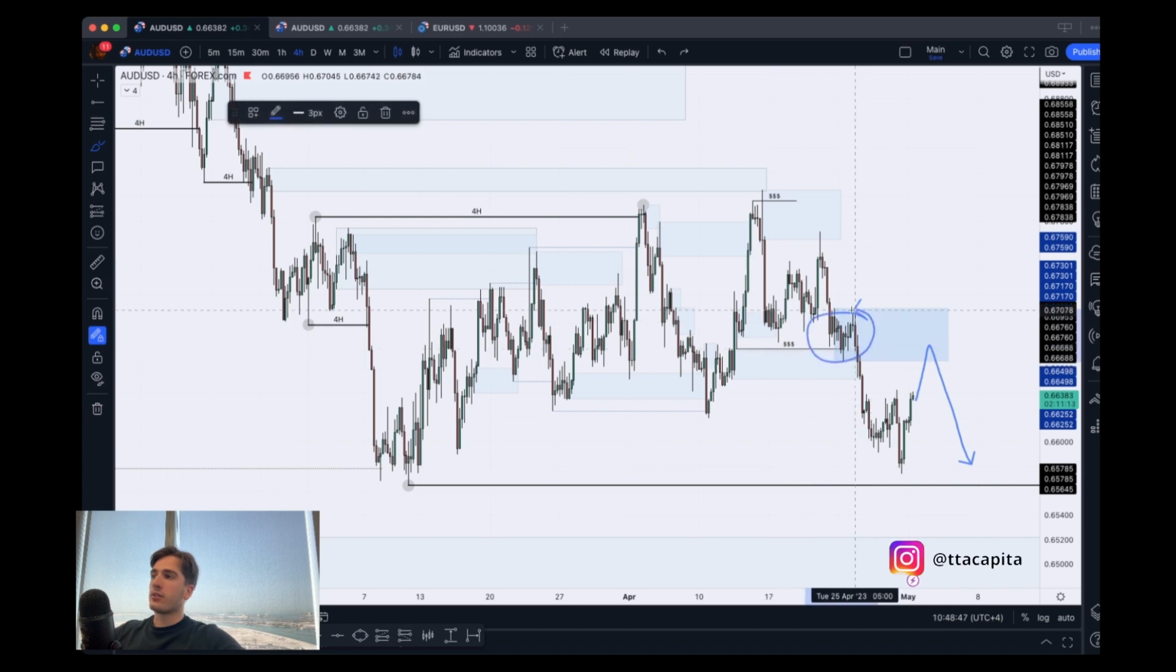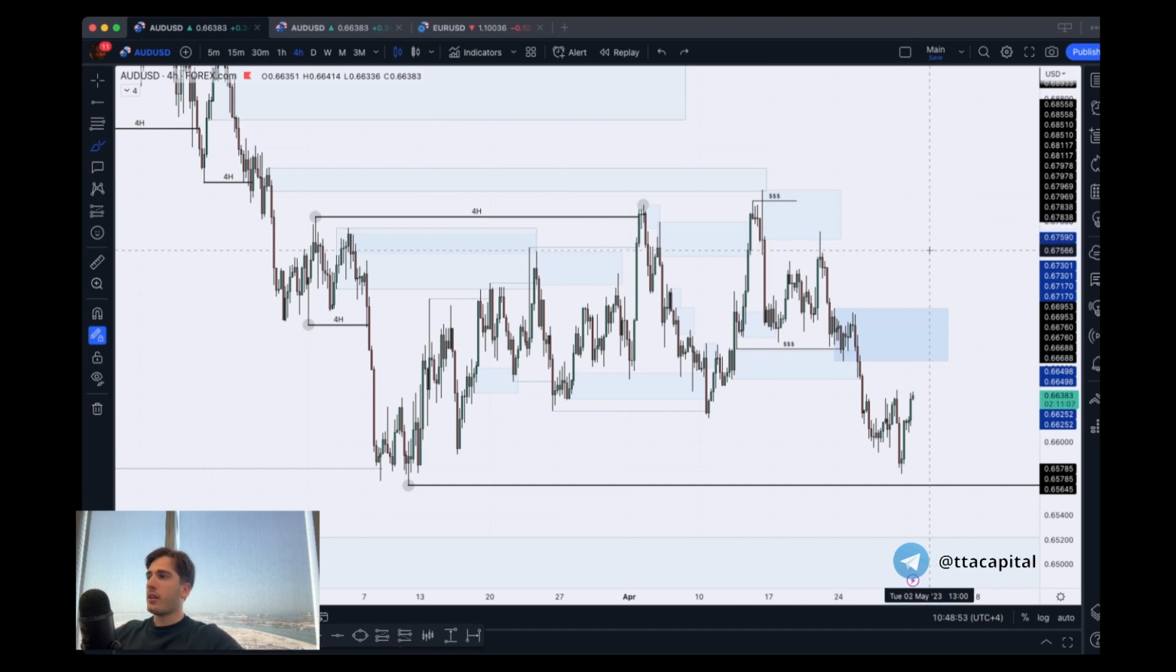So yeah, this is your first high probability zone. And then let's say we do move higher, then you can always look for sells from here. Yep, so that is Aussie dollar.